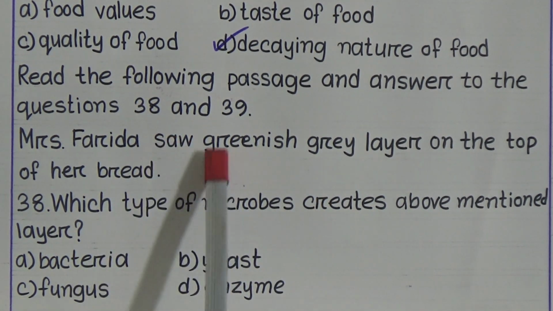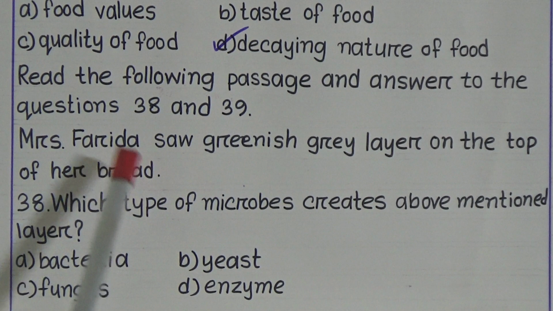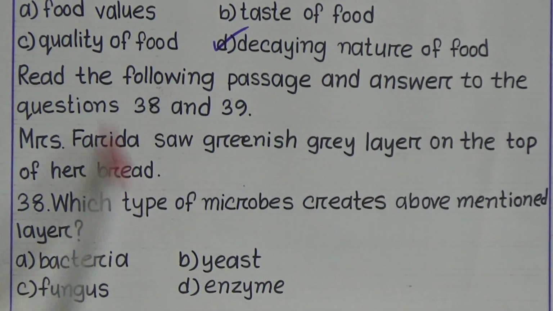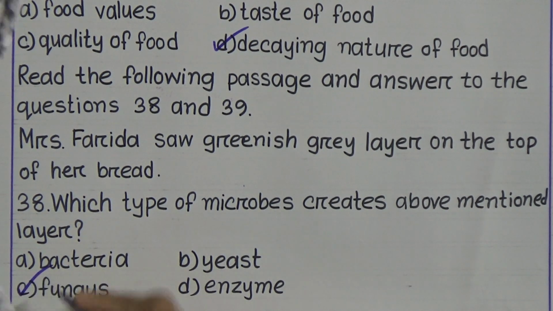Yes, from this passage we come to know Mrs. Farida saw greenish gray layer on the top of her bread, and here our answer will be option C, fungus, because fungus is gray. So the answer will be option C.